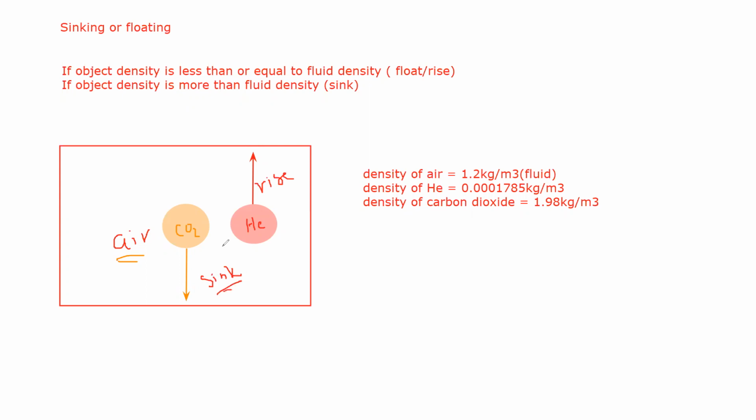So using the density, we can work out whether the object will float or sink. Is the concept of floating and sinking clear? And this is valid in case of water as well. We can have a container filled with water, and you can identify whether the object will float or sink by comparing the densities. When you compare the density of air with helium, helium density is less than air, so helium will rise. But when you compare the density of air with carbon dioxide, its density is higher, so it will sink.